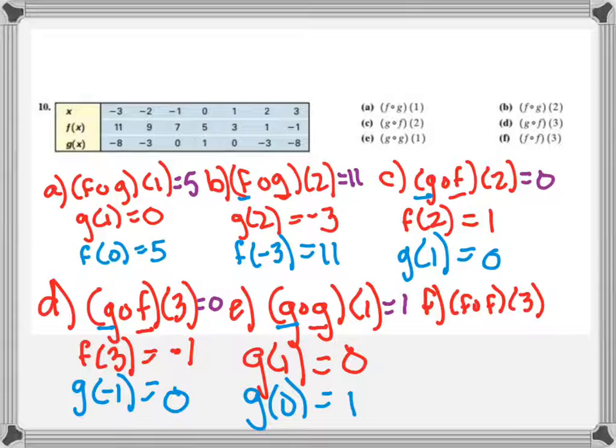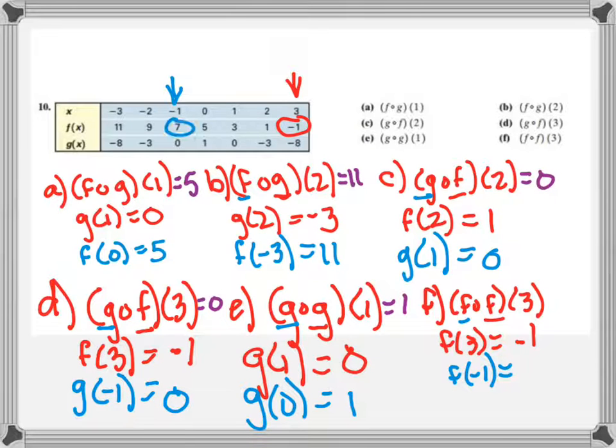Okay, finally, let's find f of f of 3. So our rightmost function is f. Let's find f of 3 first. So we'll find 3 in our table, find f of 3, which is -1. That -1 will now be fed back into the f function. So we're finding f of -1. Find -1 in our table, and f of -1 is 7. So f of f of 3 is 7.